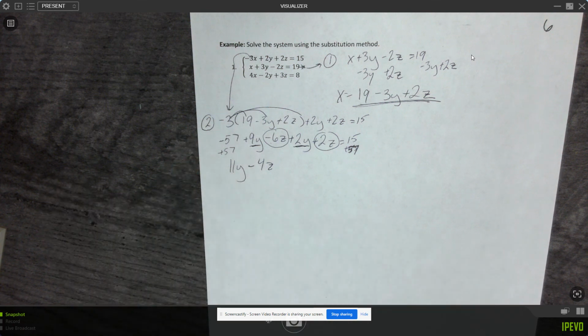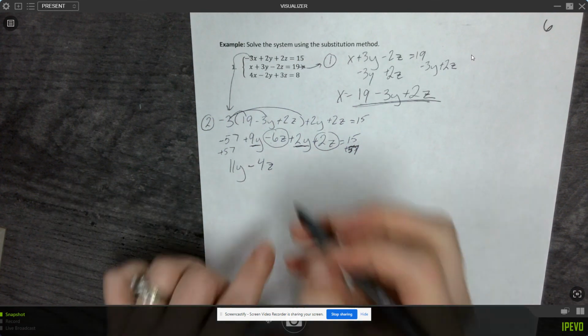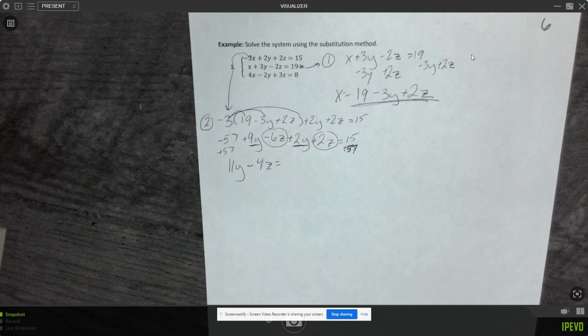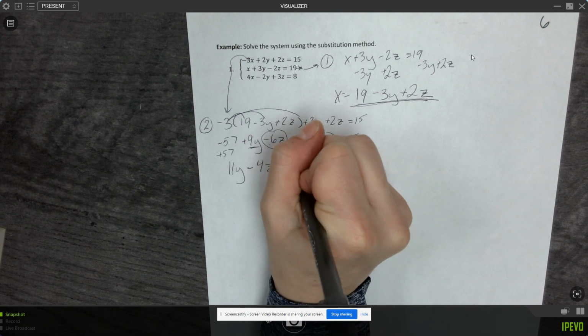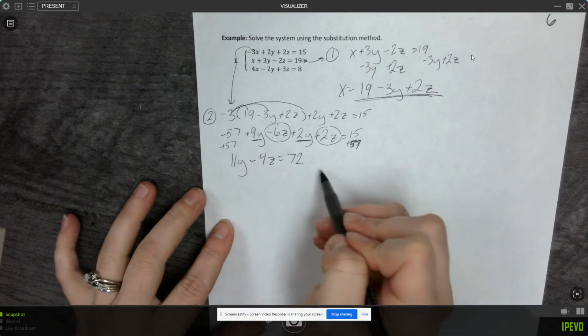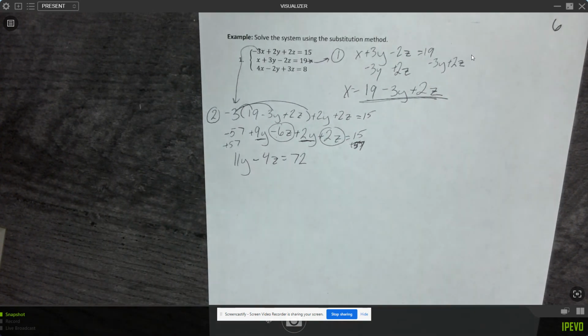I know it's hard to read because I tried to write 75. So you don't have to do that right now, but that's just a recommendation to get that to the other side. So 15 plus 57. It's 57, not 75. It's 57 equals 72. So you have this equation now. We're going to pause. That is as simplified as that can go.